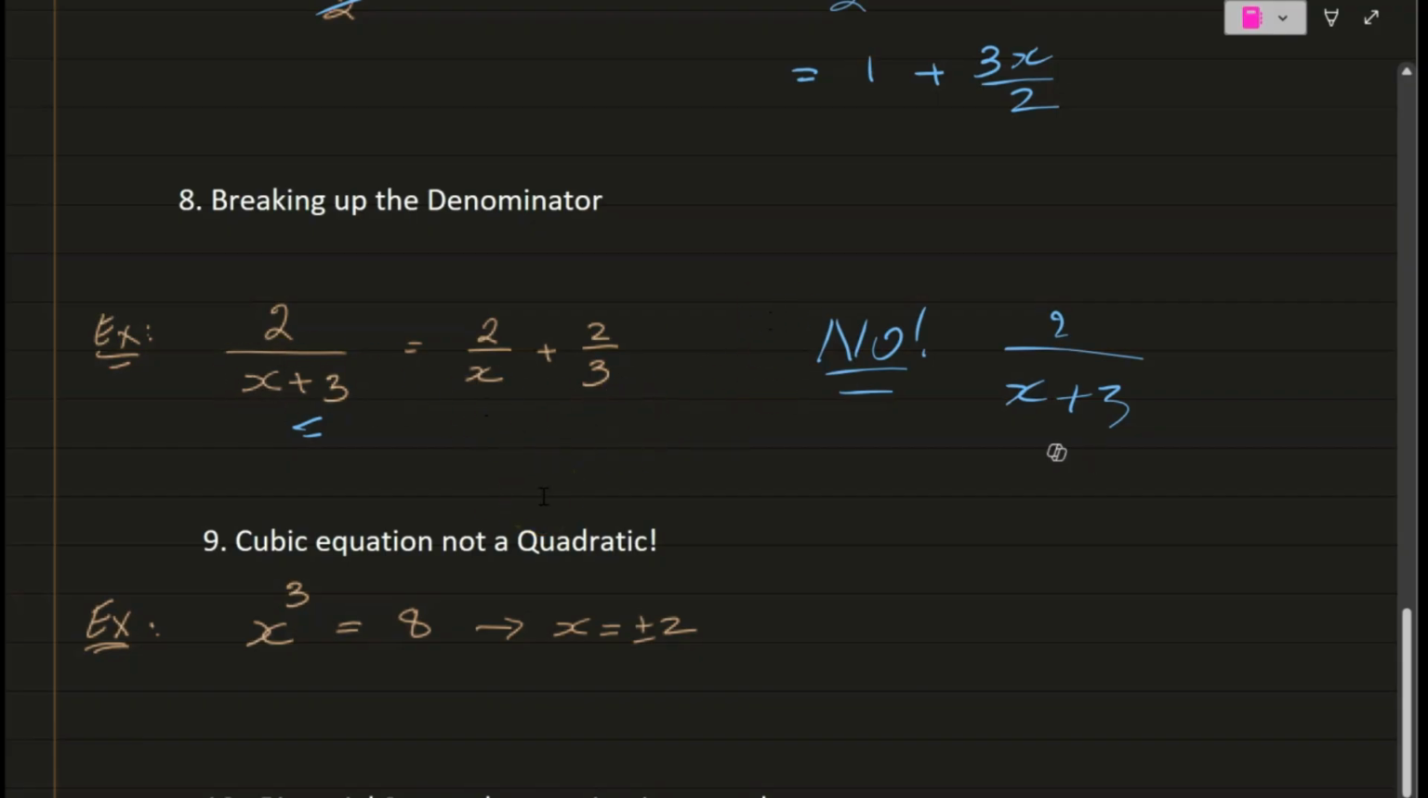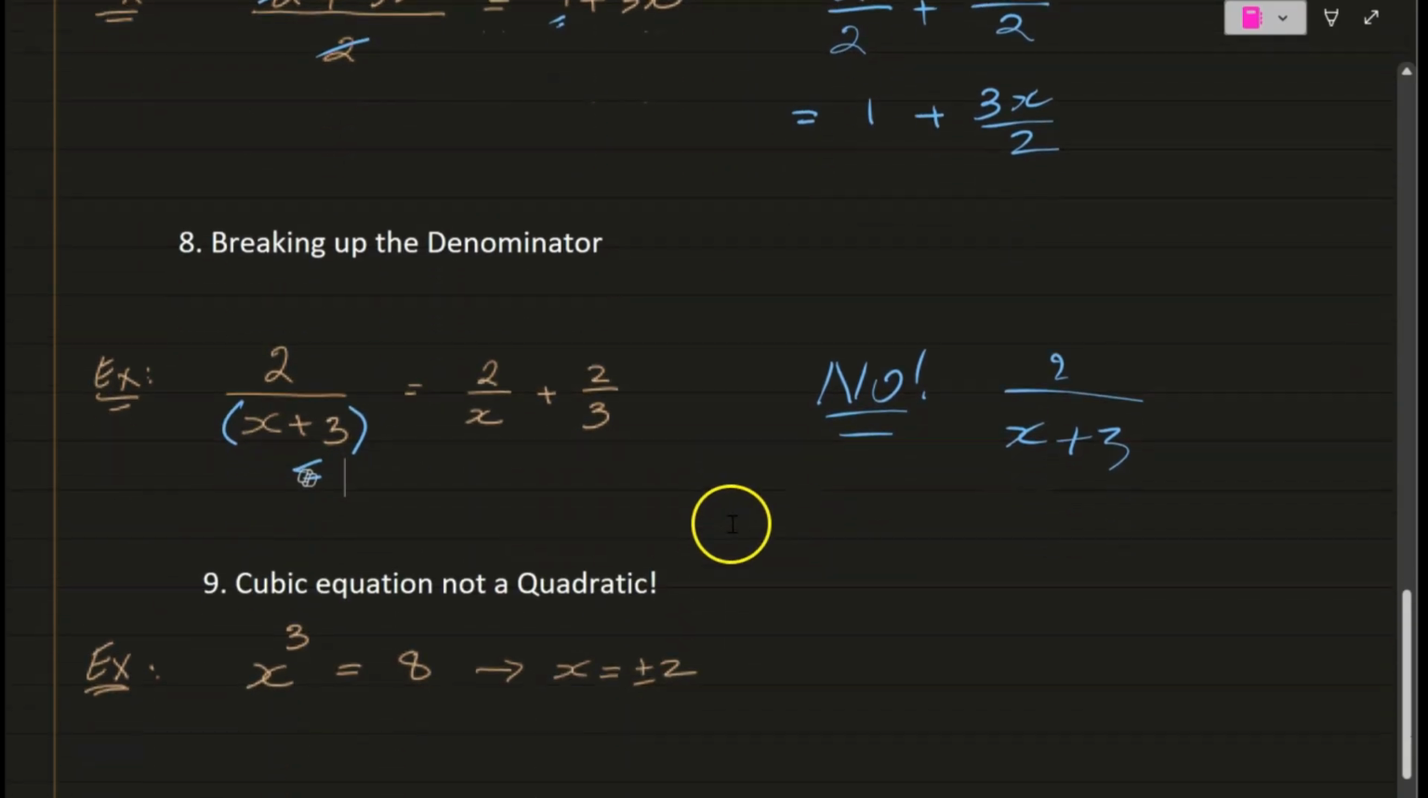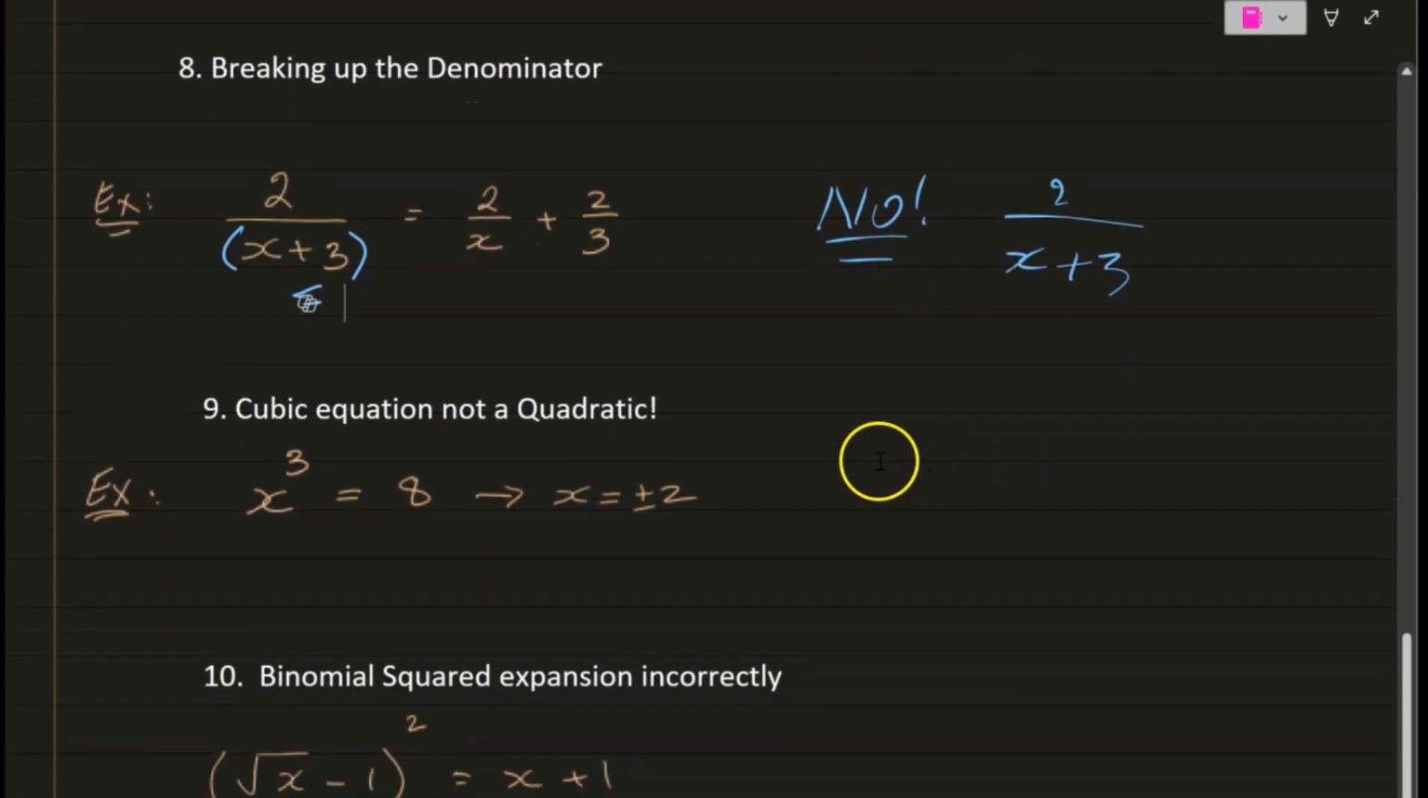X plus 3, all of it, the entire entity, the binomial is the denominator. You cannot break up the denominator, okay? You can break up the numerator, but not the denominator. See, on top, we broke up the numerator. Yes, we did, but not the denominator. We can't do that with the denominator. So don't do that.